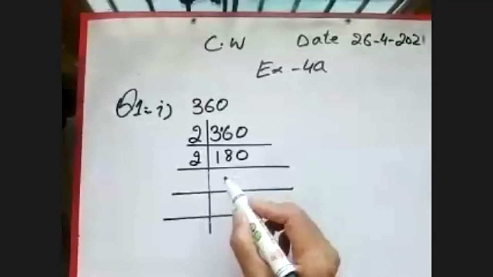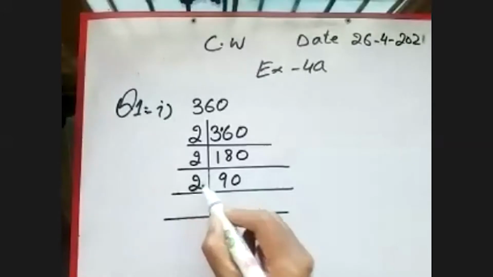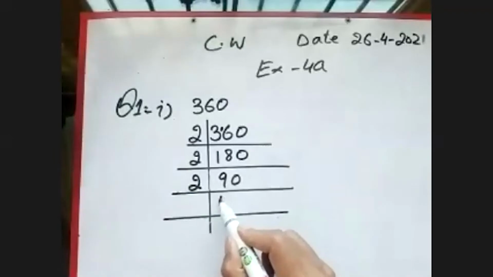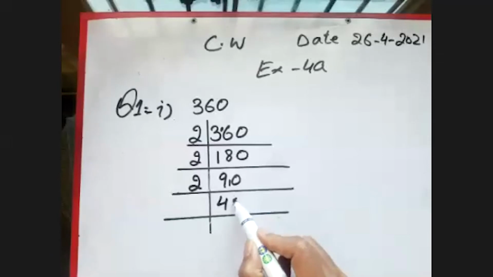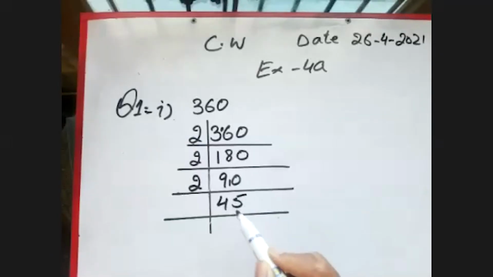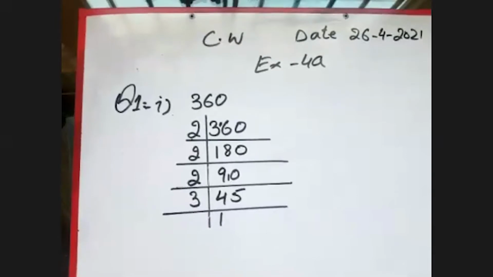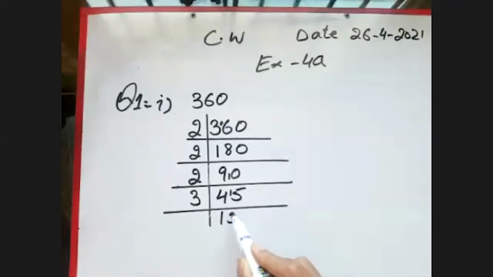2 is a prime number. 2 9s are 18 and 0. Again 0, so use 2 as your divisor. Again a prime number. 2 4s are 8, left with 1. So 2 5s are 10. Now 45: 5 plus 4 is 9, so you can divide 45 by 3. 3 1s are 3, and 1 left, 15. 3 5s are 15. 5 plus 1 is 6, divisible by 3.